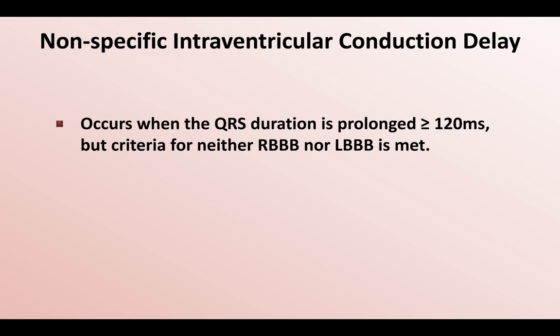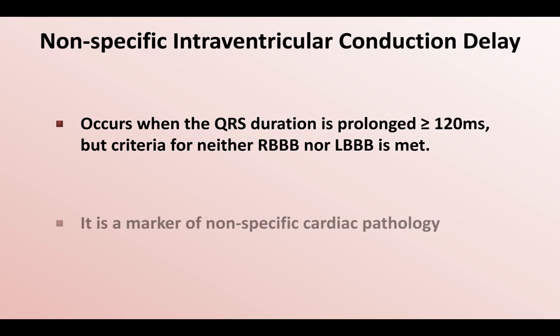Another category of block is the obviously named nonspecific intraventricular conduction delay. This is said to occur when the QRS duration is prolonged to 120 milliseconds or greater, but criteria for neither right nor left bundle branch block is met. It is a marker of nonspecific cardiac pathology.